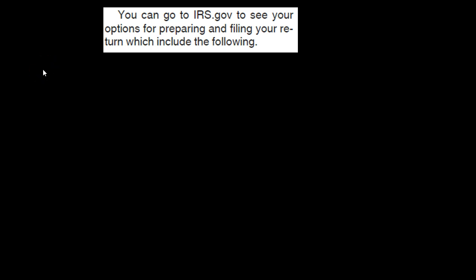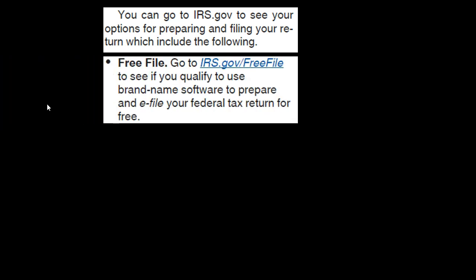Next item, back to the text. You can go to the irs.gov to see your options for preparing and filing your return, which include the following. irs.gov is the website, so if you put that into the browser, irs.gov instead of .com, then that's going to be the IRS website. Good place to go to get a lot of good free references.